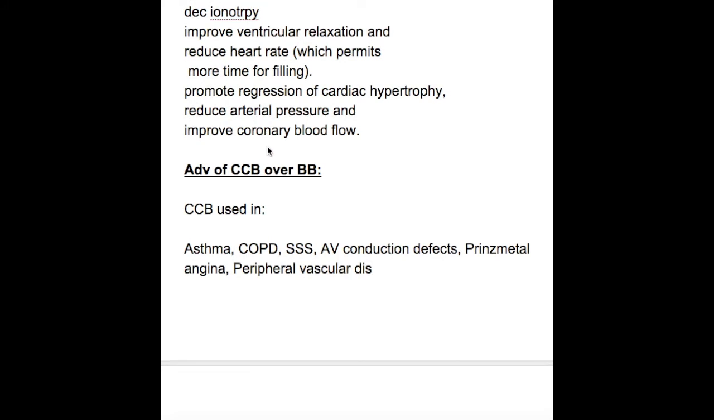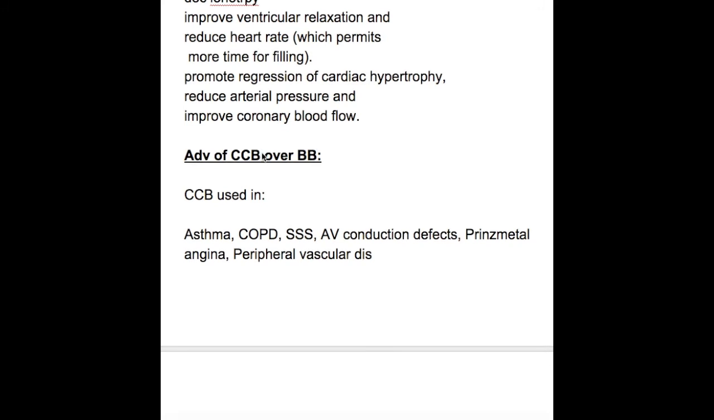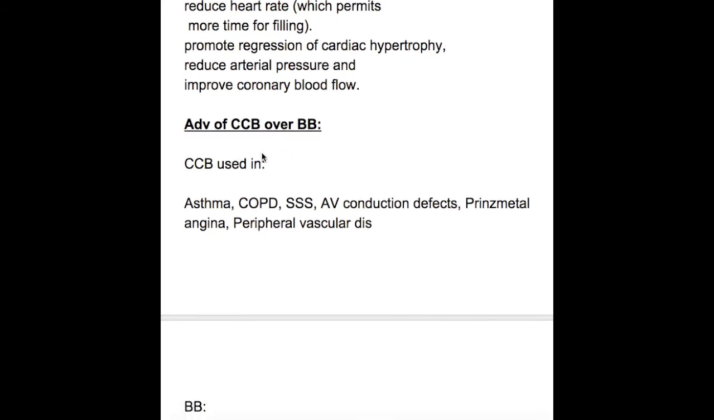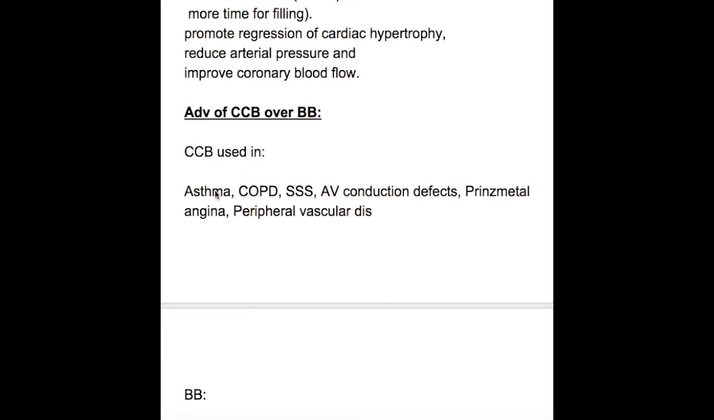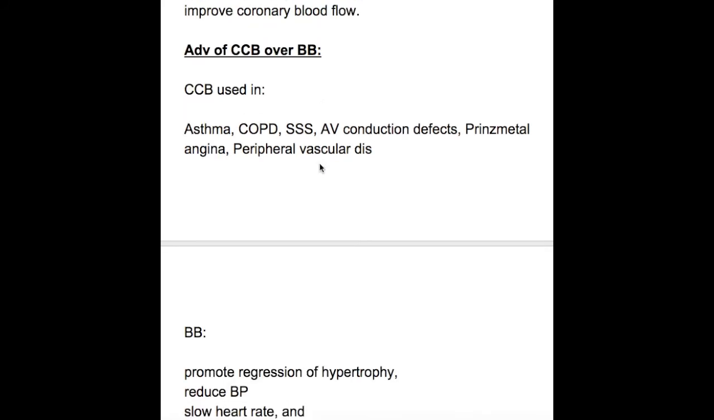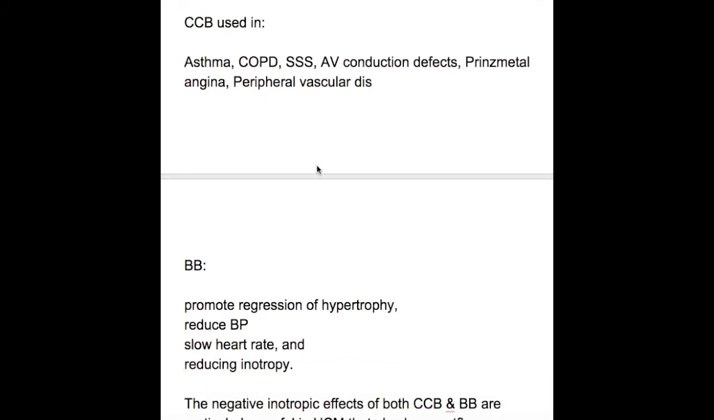So what are the advantages of calcium channel blockers over the beta blockers? They can be used in asthma, COPD, sick sinus syndrome, AV conduction defects, Prinzmetal angina, and peripheral vascular diseases where beta blockers are not used.